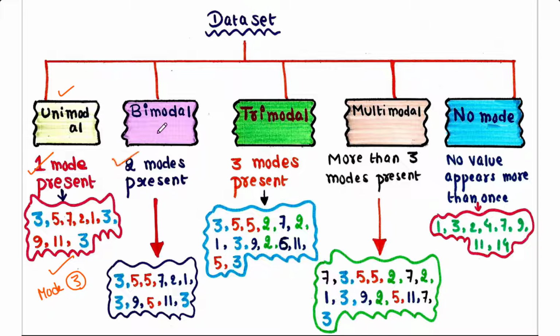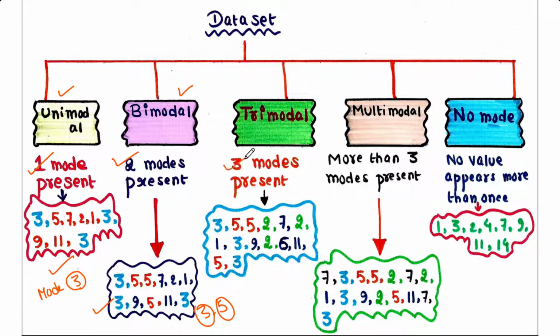When two modes are present in a data set, the set is called bimodal. For example, we have this data set. Since both 3 and 5 are repeated 3 times in the data set, here we have two modes. One is 3, another is 5. Hence, this is a bimodal data set.